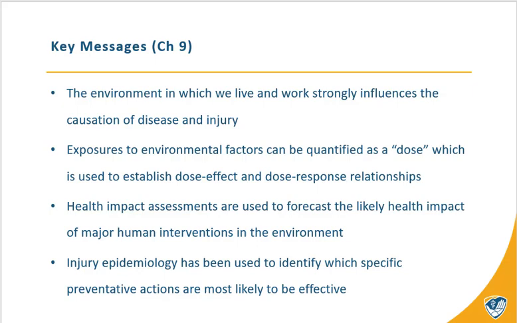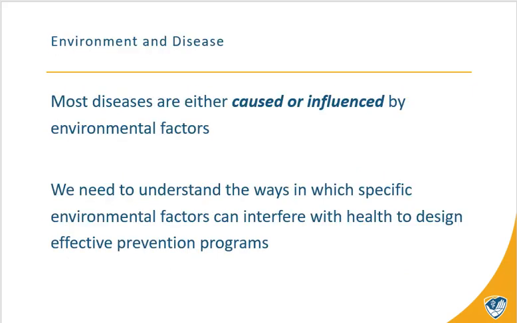All right, so key messages for this chapter. The environment in which we live and work strongly influences the causation of disease and injury. Exposures to environmental factors can be quantified as a dose, which is used to establish dose effect and dose response relationships. Health impact assessments are used to forecast the likely health impact of major human interventions in the environment. Injury epidemiology has been used to identify which specific preventative actions are most likely to be effective.